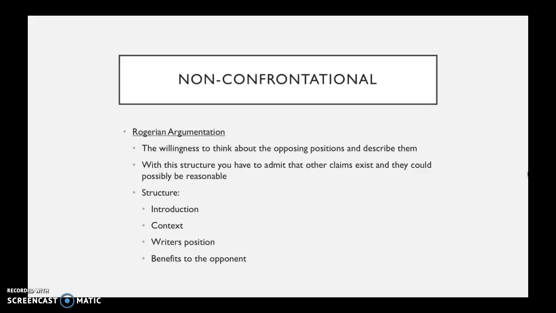So to begin, we're going to start with the non-confrontational Rogerian argumentation. This is a willingness to think about the opposing positions and describe them. With this structure, you have to admit that other claims do exist and that they could possibly be reasonable. So it starts with the introduction and then the context. Then it moves on to the writer's position. So that's your position, and you talk about the issues that you're standing for. Then the benefits to the opponent are where you are explaining to the opponents how they would benefit from adopting your position.